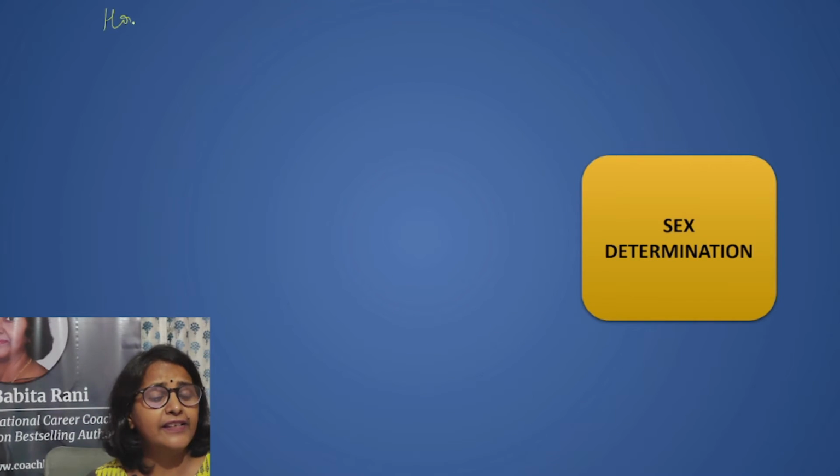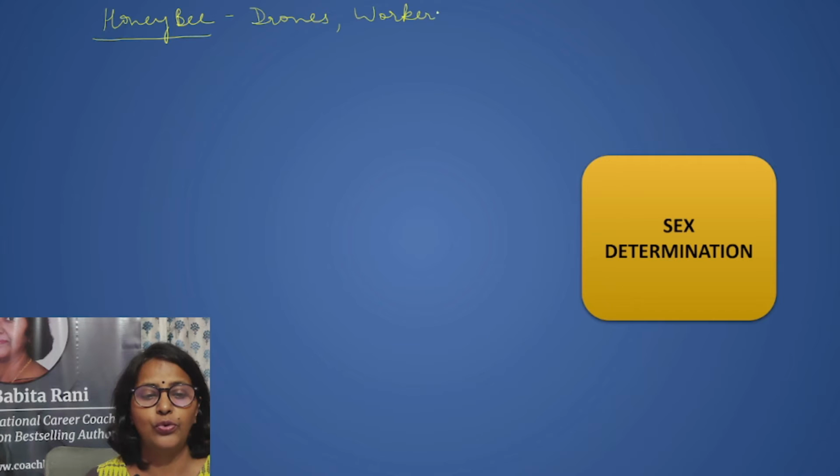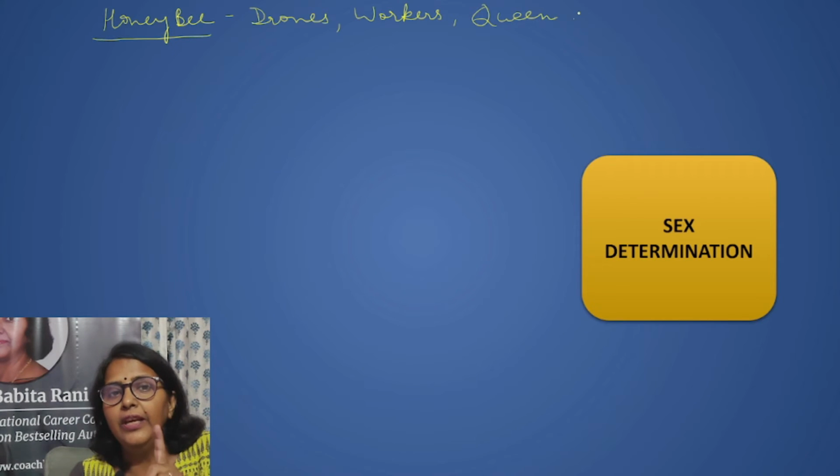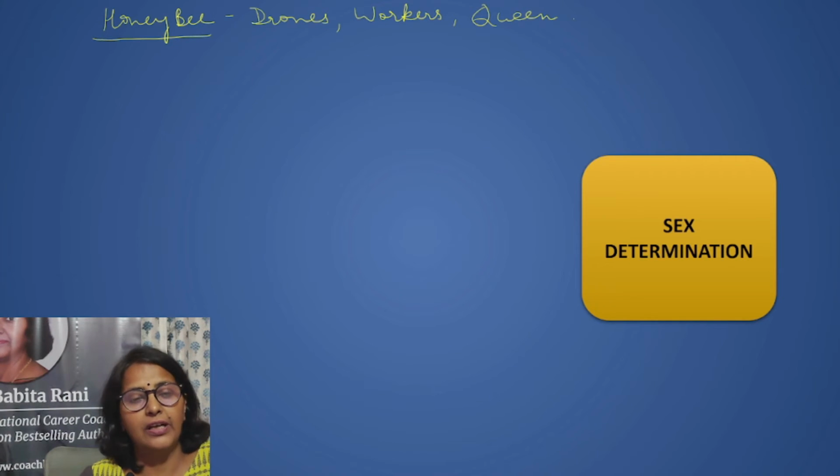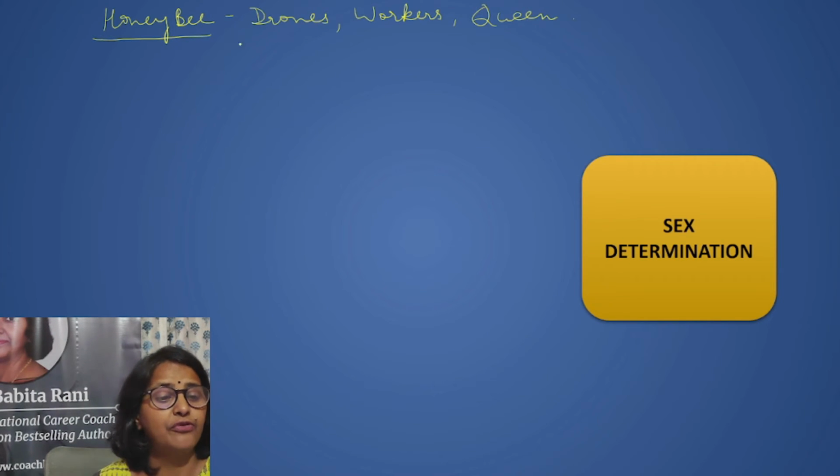Let us take the example of honeybee. Honeybee lives in colonies, and those colonies have 3 different types of individuals. One is known as drone, the other is known as worker, and the third one is the queen. Only the queen in this honeybee society produces eggs. All the others are doing different types of work.